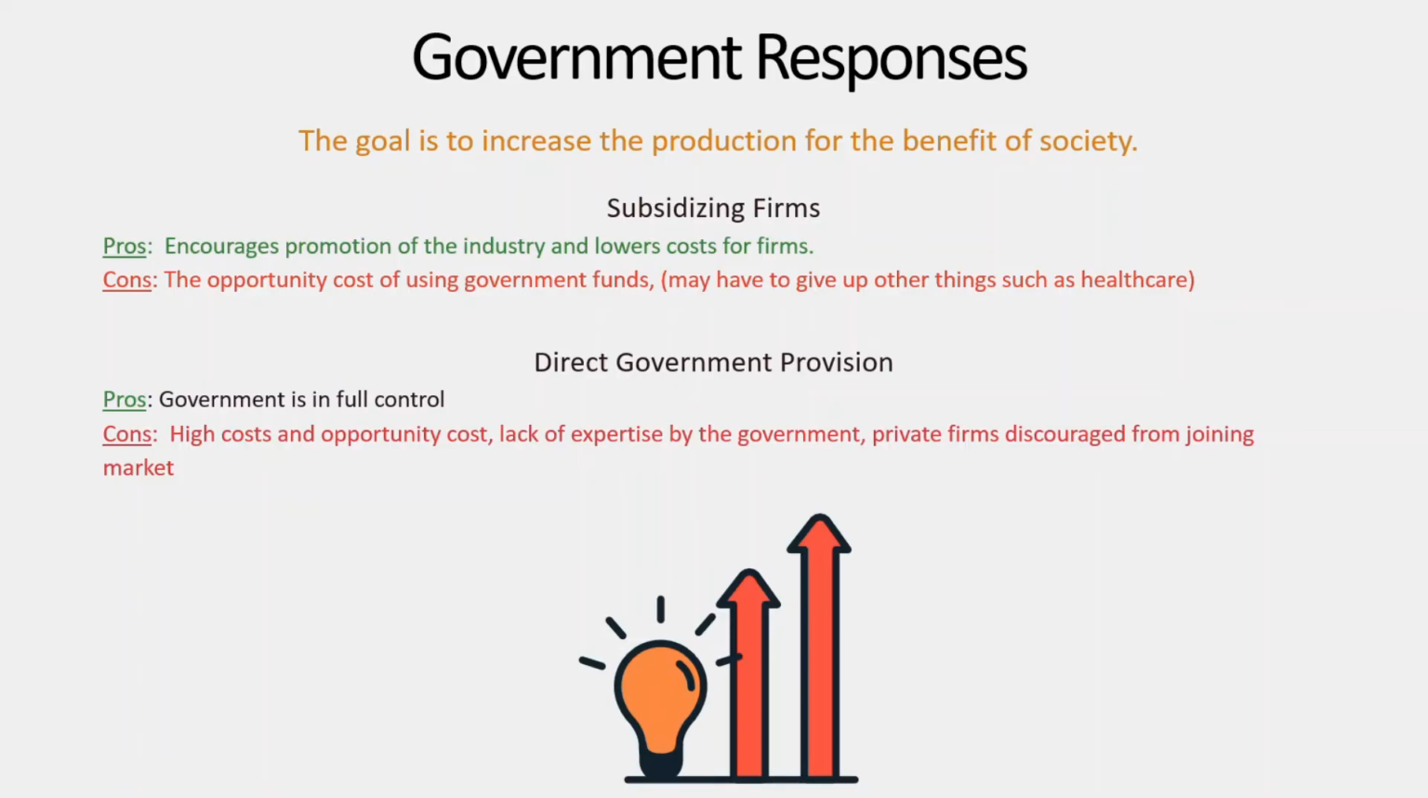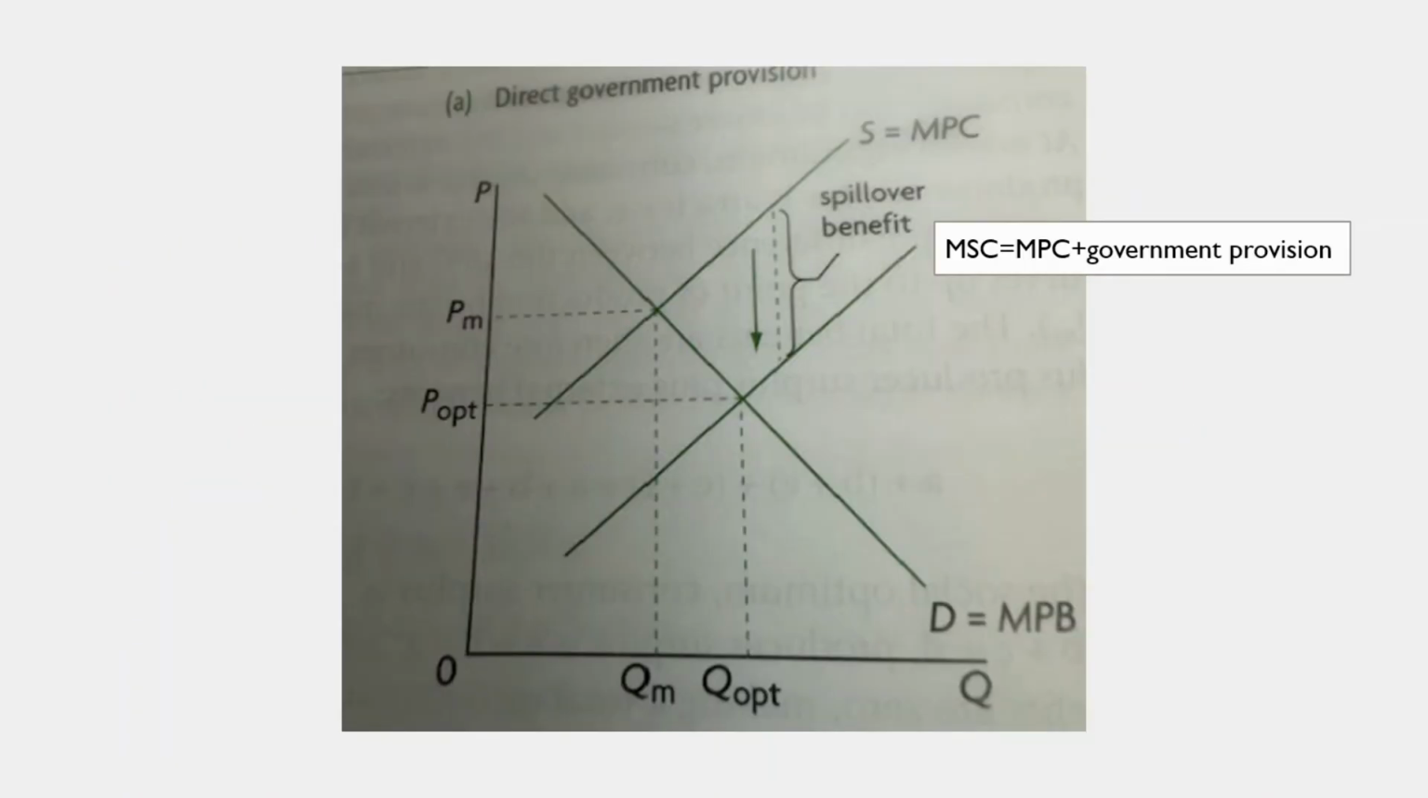Moving on. Here are some graphs that could show internalizing the externality. Right here, you have the graph. And what they did is the government did direct provision. So this is MPC. You could do MSC equals MPC plus government provision. Some people like to do their line in between to show that the externality has not fully been internalized. So they would do it right here, and that would create a smaller deadweight triangle. You could do that. It's really your choice.